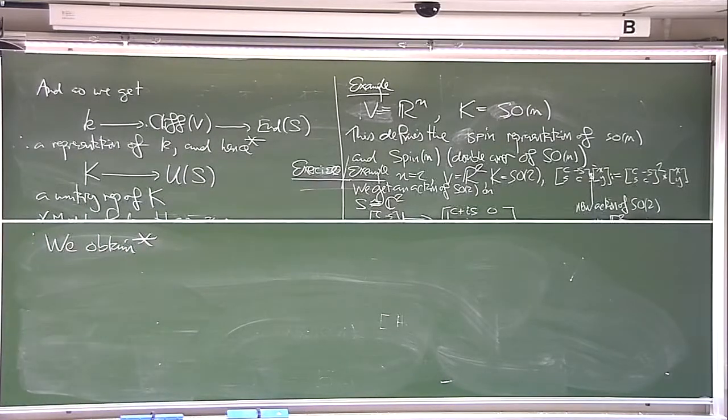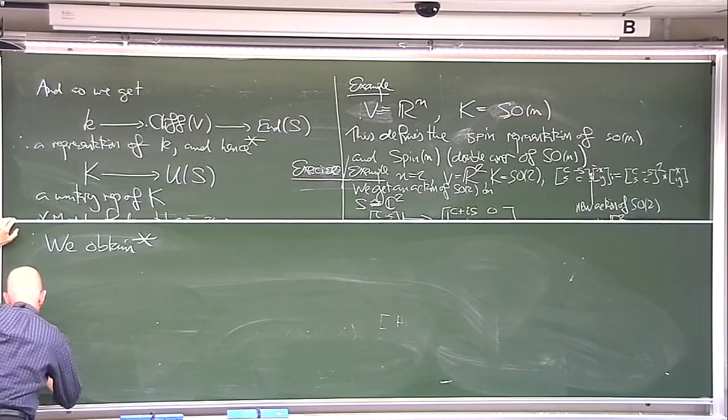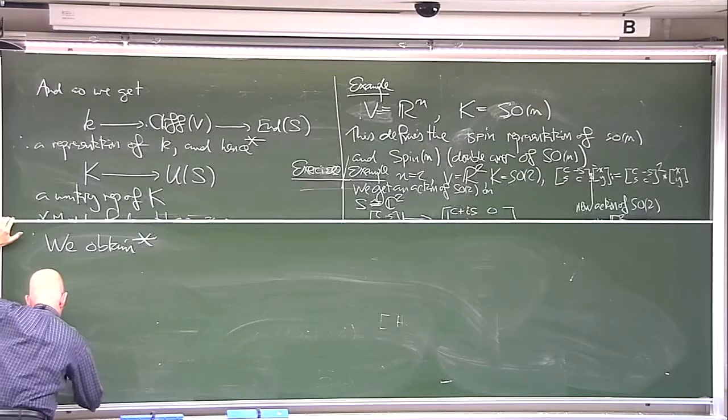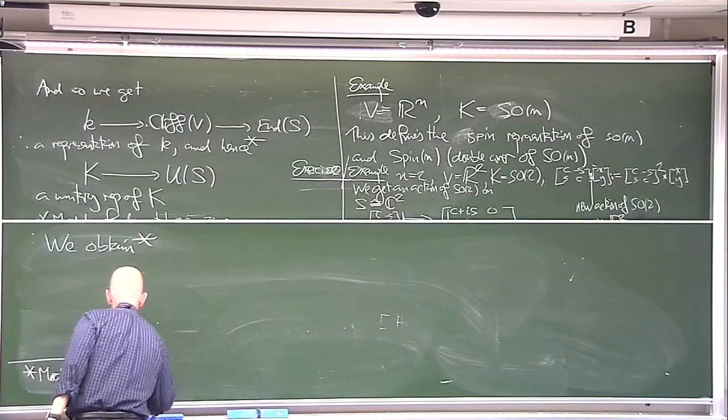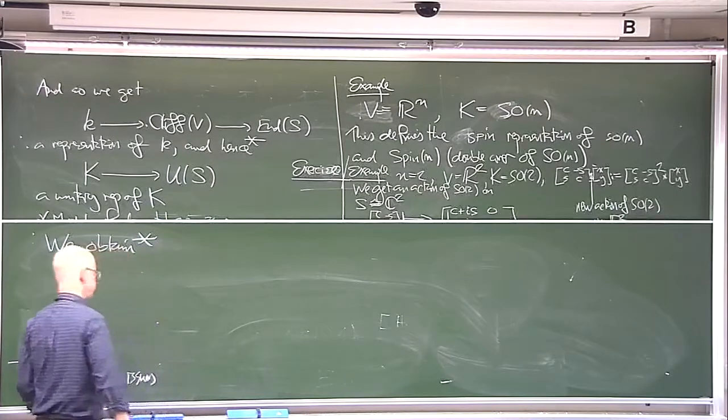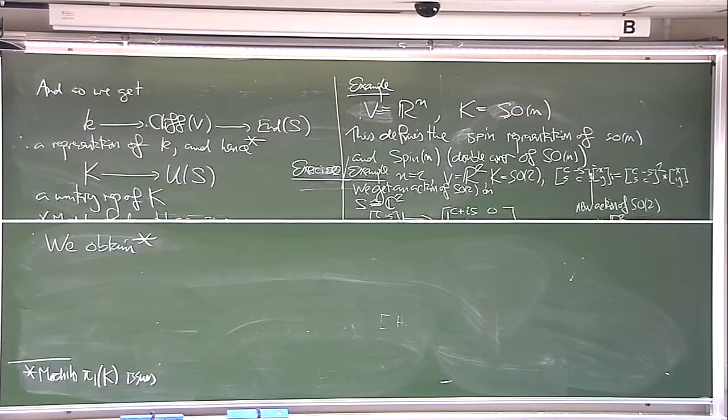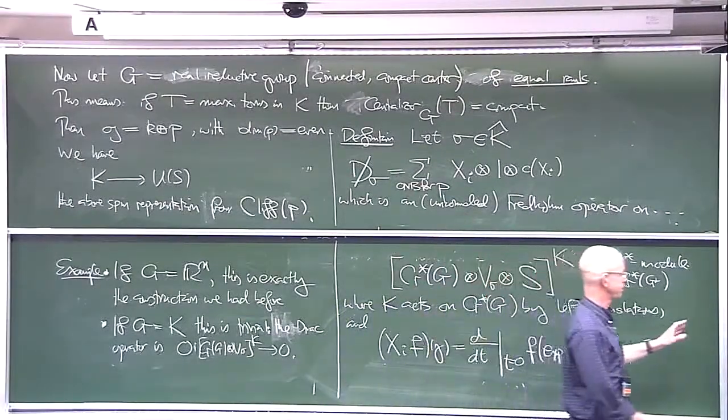We obtain, and there's an asterisk, like there was before. And the asterisk has to do with the fundamental group of K. It has to do with this spin representation, whether or not it's a real representation. And if it isn't, what I'm about to write down has to be adjusted very slightly. And, okay, there are other hypotheses there also.